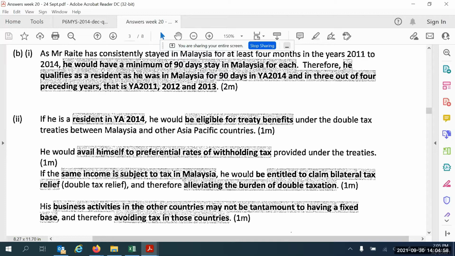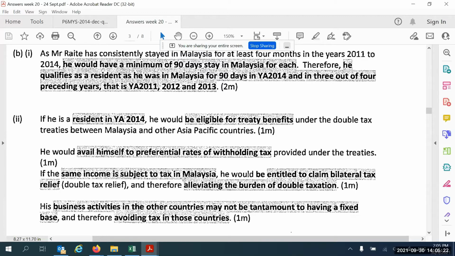Bilateral is one of the double tax relief measures. We'll learn in chapter 30 plus. So the same income which is subject to tax in Malaysia and other countries will be entitled to claim bilateral relief. Okay, right? One of the double tax relief measures.